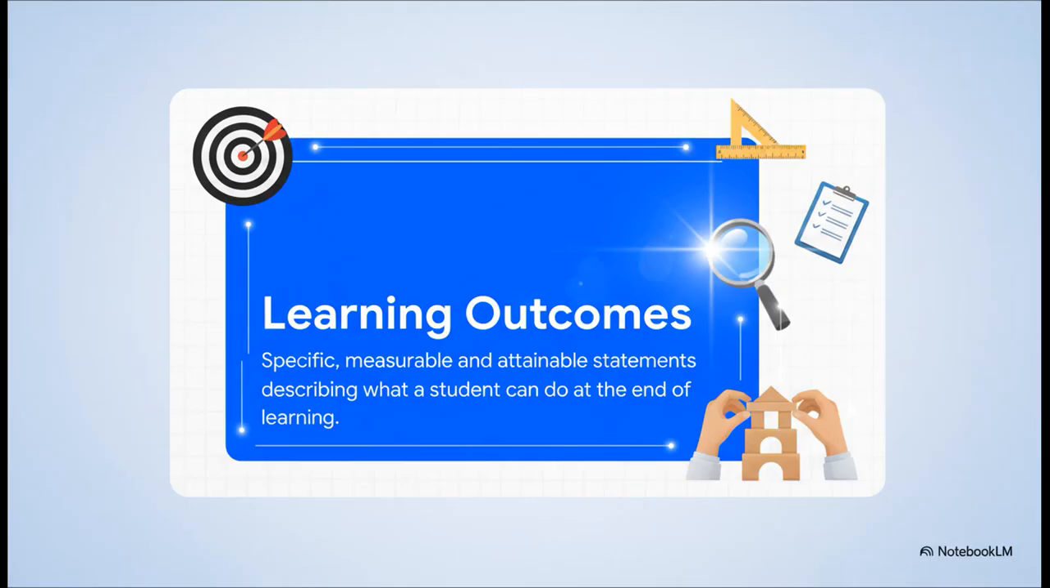The solution here is to get away from those fuzzy goals and get really sharp with learning outcomes. The material from Red River College puts it perfectly. These are specific, measurable statements about what a student can actually do when they're done. This isn't about what you plan to teach, it's all about what they'll be able to prove they can do.